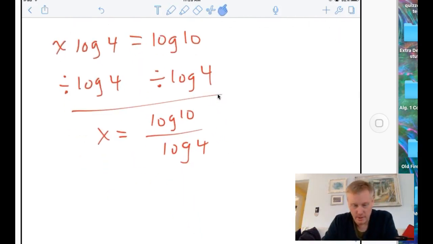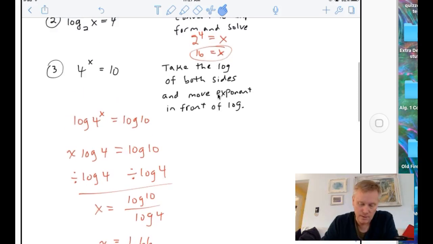And believe it or not, that's a calculator-ready answer, which means you punch it into your calculator: log of 10, divided by log of 4, equals 1.66. And that's the answer. So that's how I do the last kind.